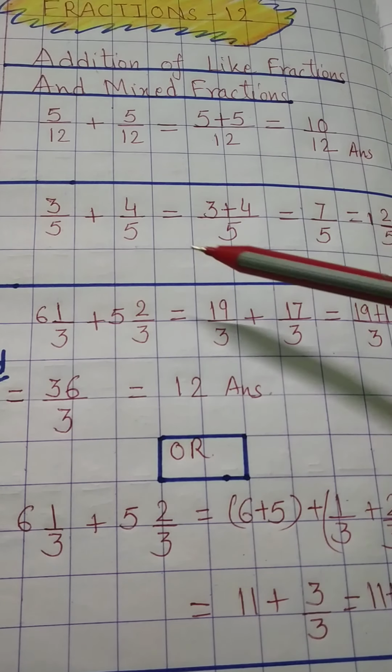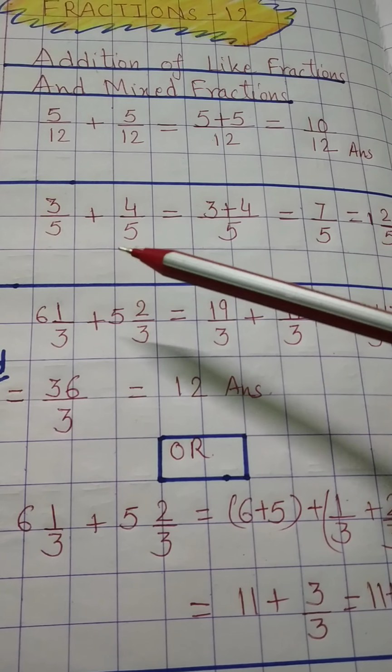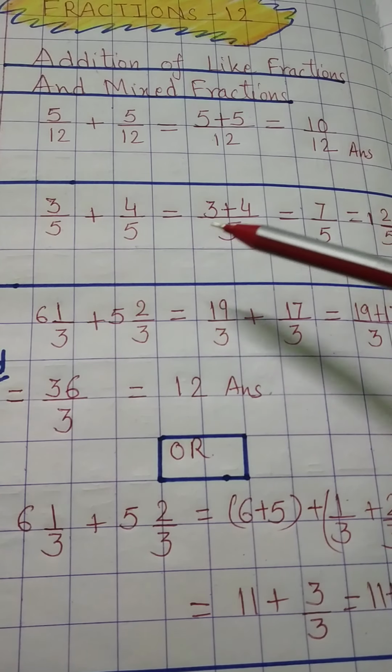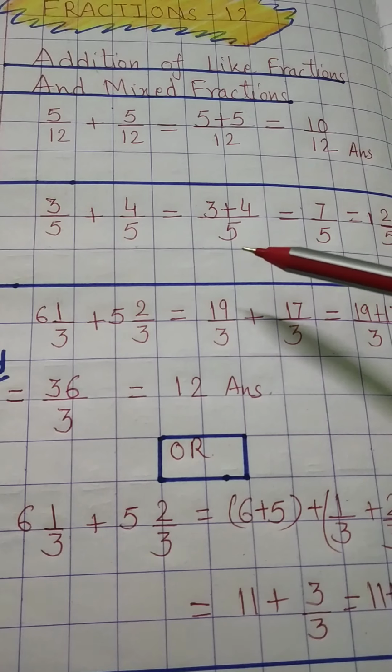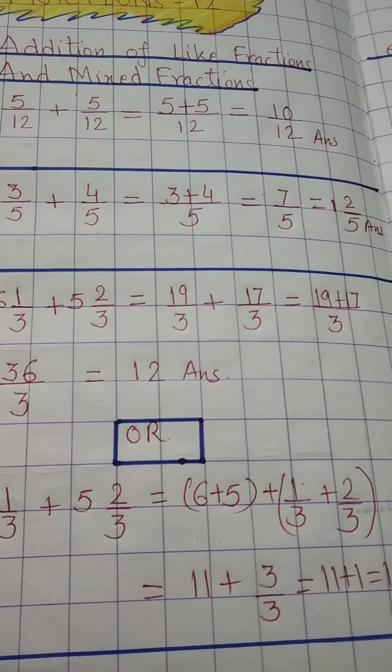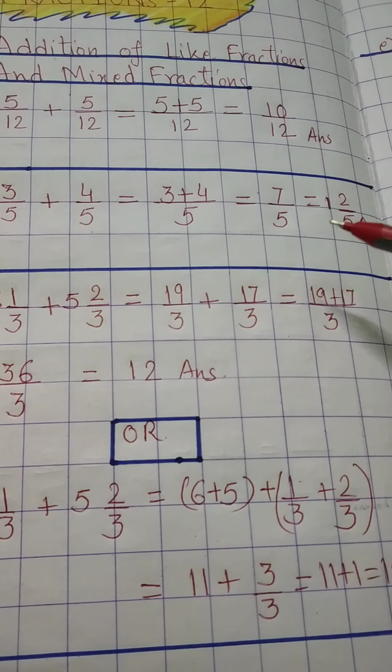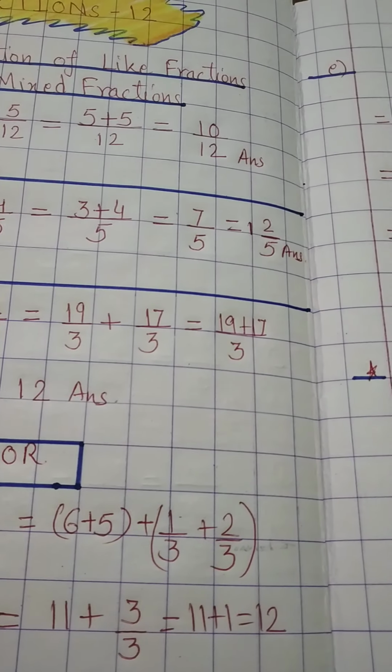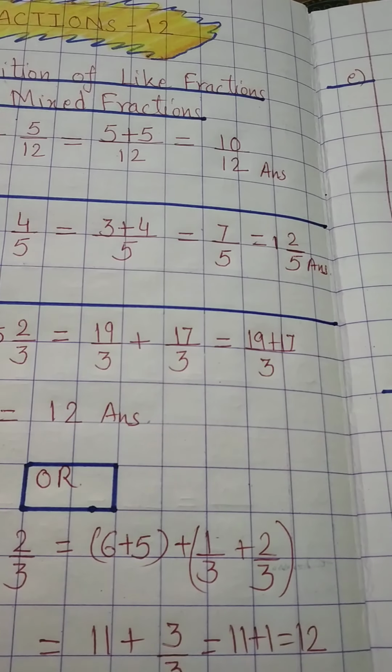Then after this, the next question is 3 upon 5 plus 4 upon 5, which is equal to 3 plus 4 upon 5, equal to 7 upon 5. And if the answer is an improper fraction, you have to change the answer into a mixed fraction. So 5 ones are 5 and 2 left, so we can write this as 1 2 upon 5. This we have done earlier, right?